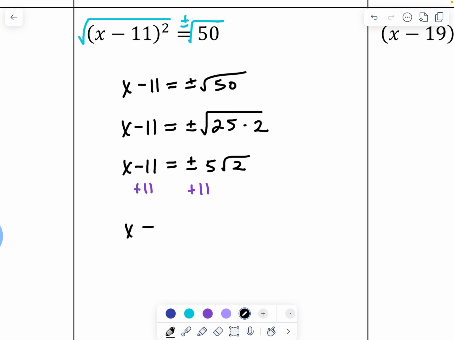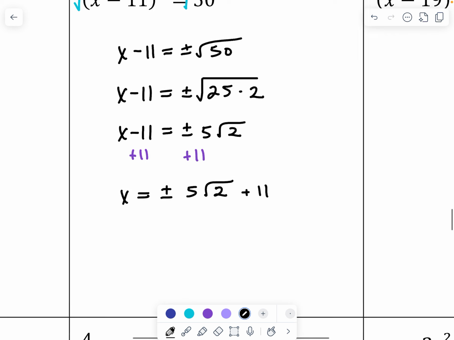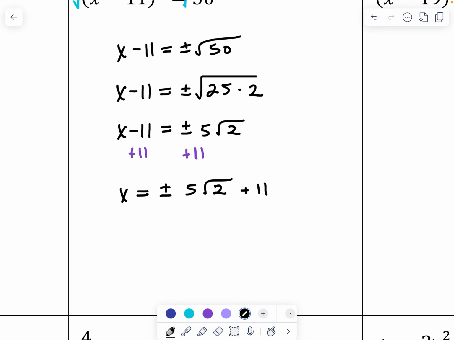You're going to have to start thinking about this. It takes a minute to get used to, but that's okay. That 5 is attached to a root 2. The 11 does not have a root 2, which in a sense means they are not like terms. So you cannot add the 5 and the 11. This is very literally going to be plus or minus 5 root 2 plus 11 because we added 11 to both sides. A little weird.